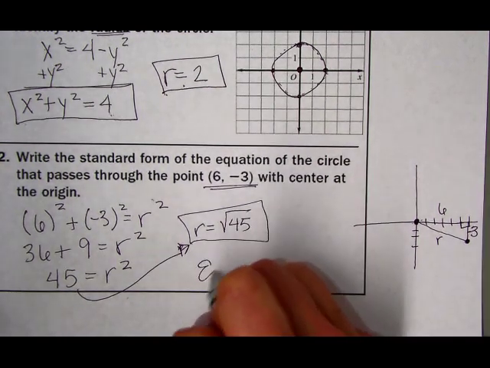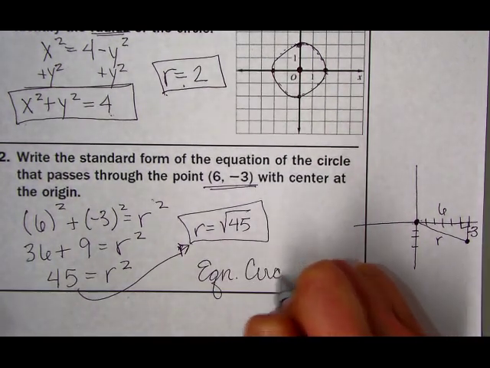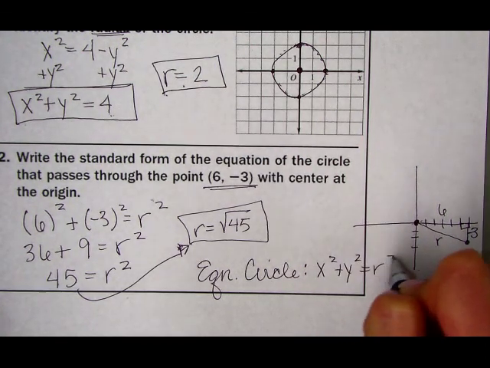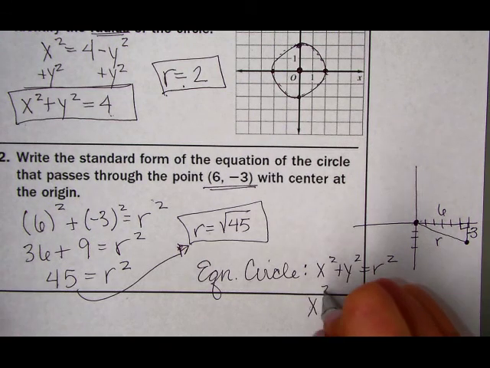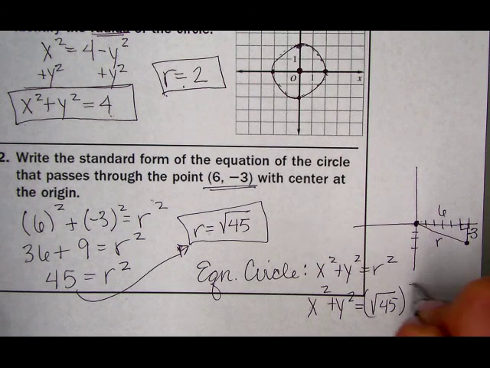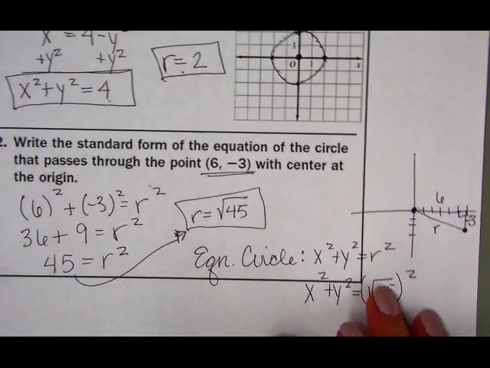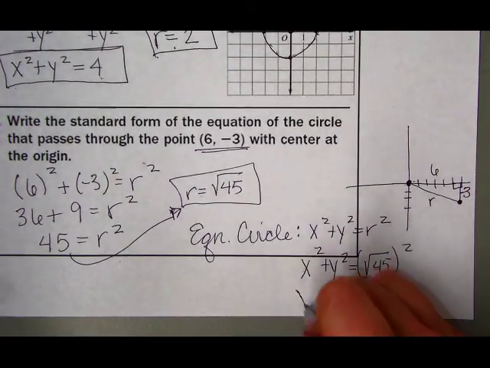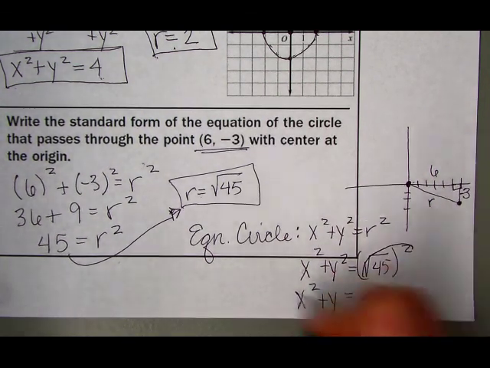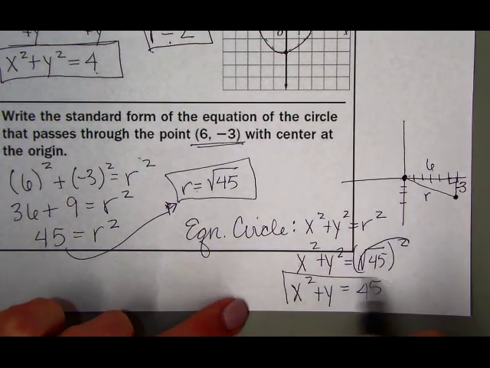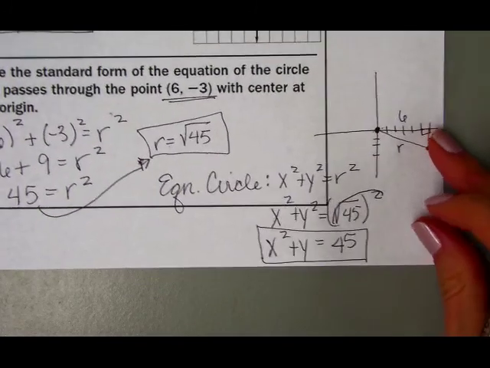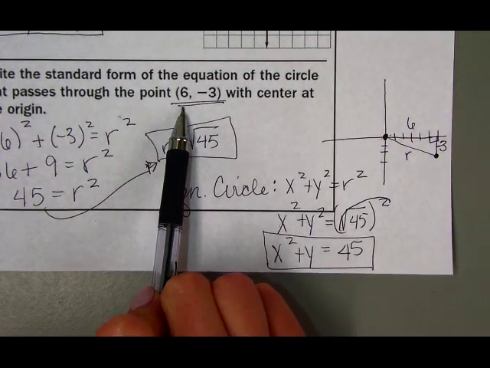My general equation for a circle we know is x squared plus y squared equals r squared. So if I plug in my r, I get x squared plus y squared equals the square root of 45, all squared. And just like we talked about in example 2, square roots and squares are opposite operations, so these two cancel each other out and I'm left with 45 as my final answer for my equation for the circle that passes through 6, negative 3 with your center at the origin.